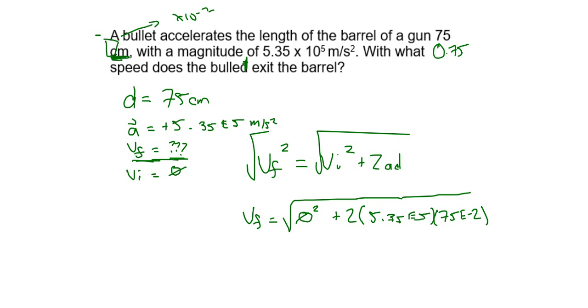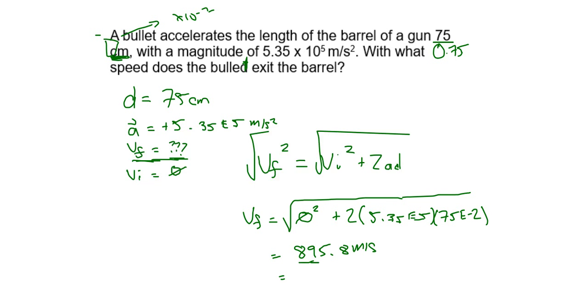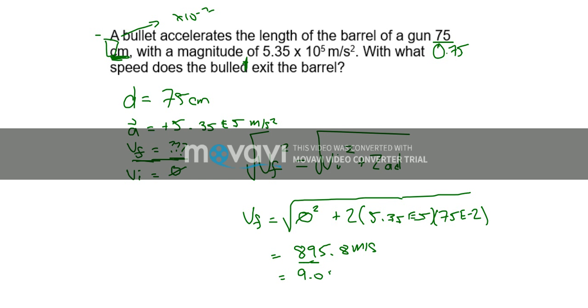So now this is really, again, just plugging numbers in. 2 times 5.35 times 10 to the 5 times 75 times 10 to the minus 2. And when we square root the whole answer, I get 895.8, and that'll be meters per second. But we're going to need to round this to 2 sig digs, because 75 has 2 sig digs, which means I only get to keep the 8 and the 9, and the 5 is going to round up. So when we're done, this is going to be 9.0 times 10 to the 2 meters per second.